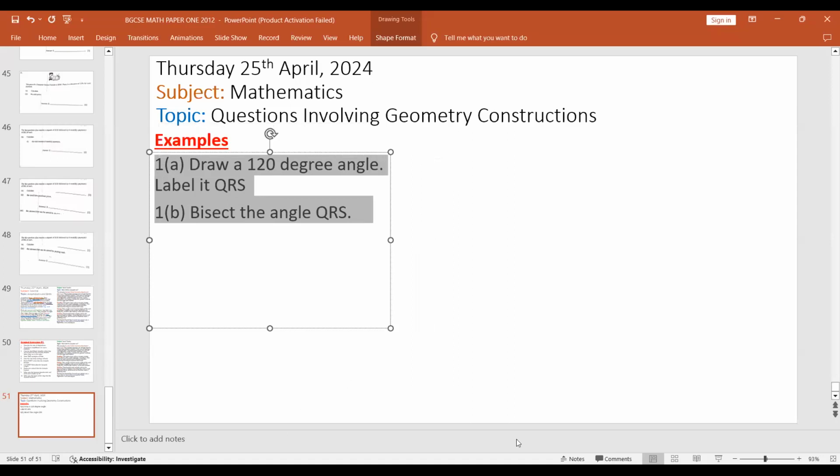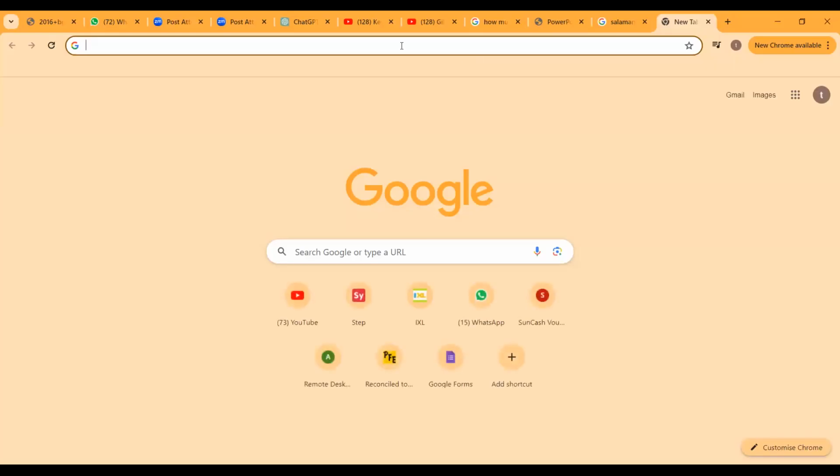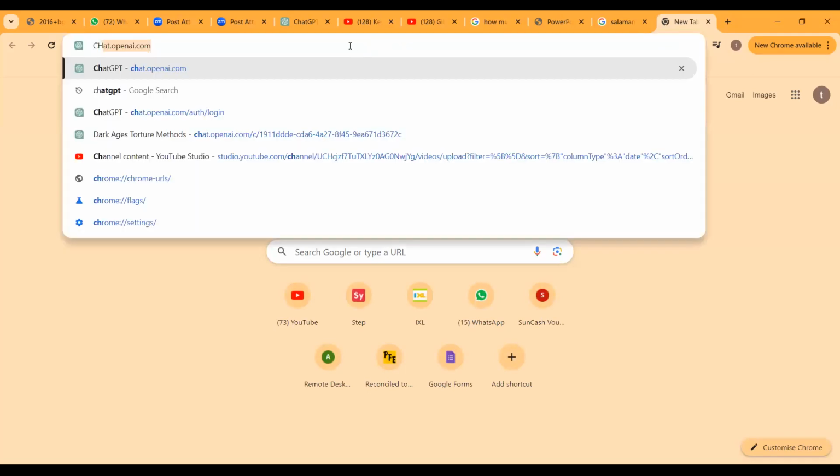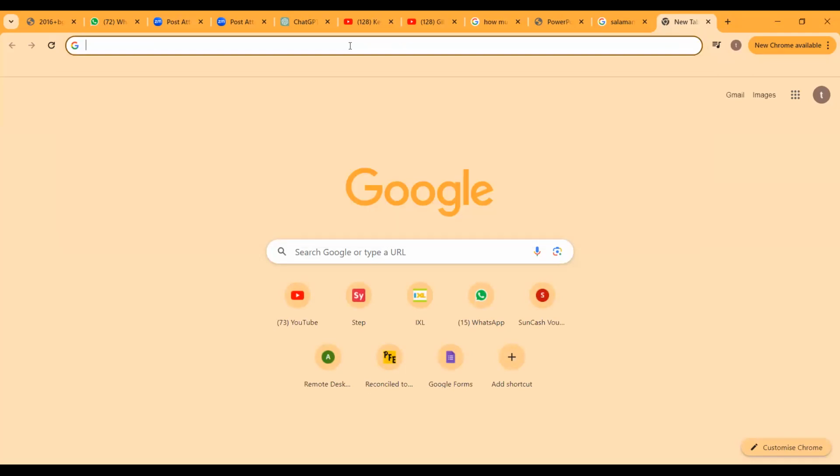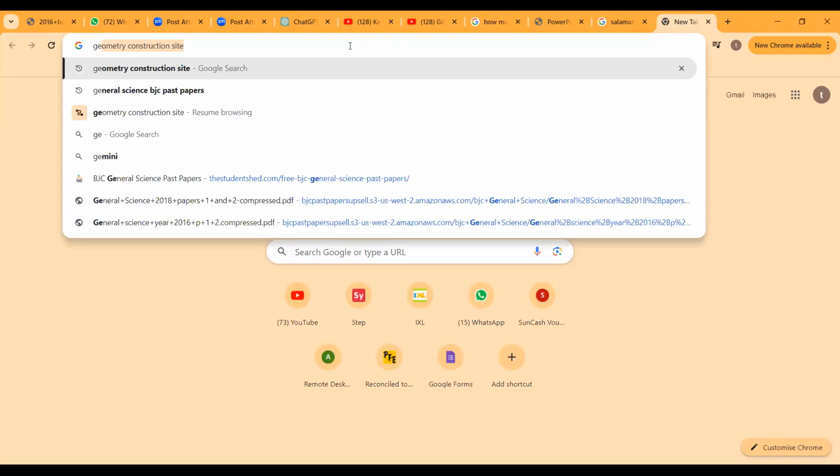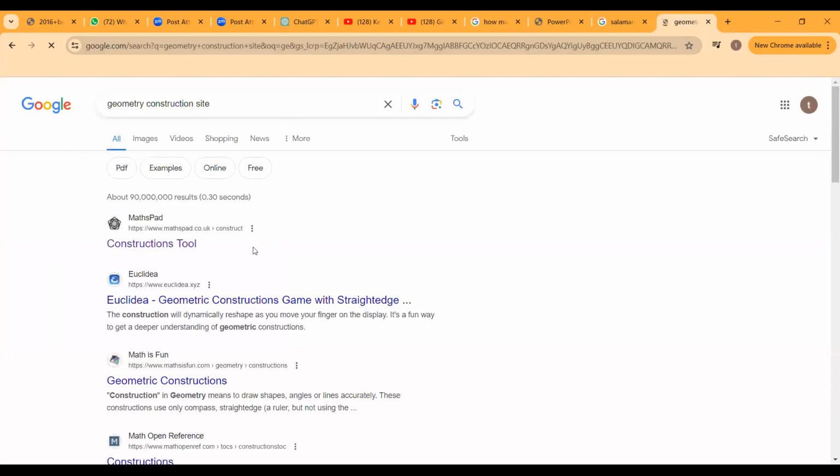So let's go ahead and do this. Now China, when we use the word bisect, what do we mean? We say bisect. To cut in half. To cut in half. Very good.